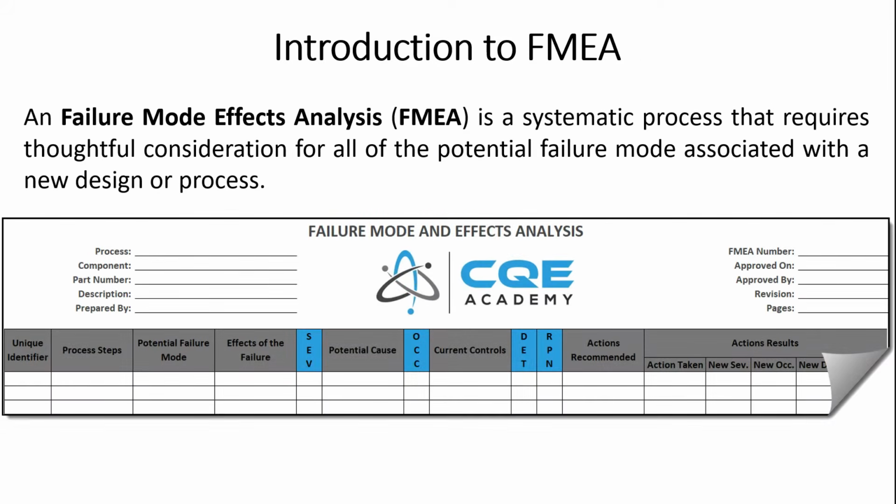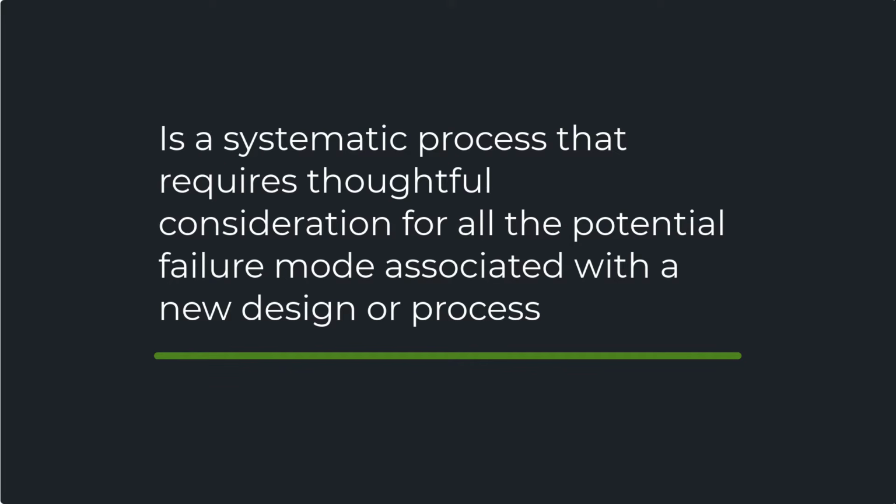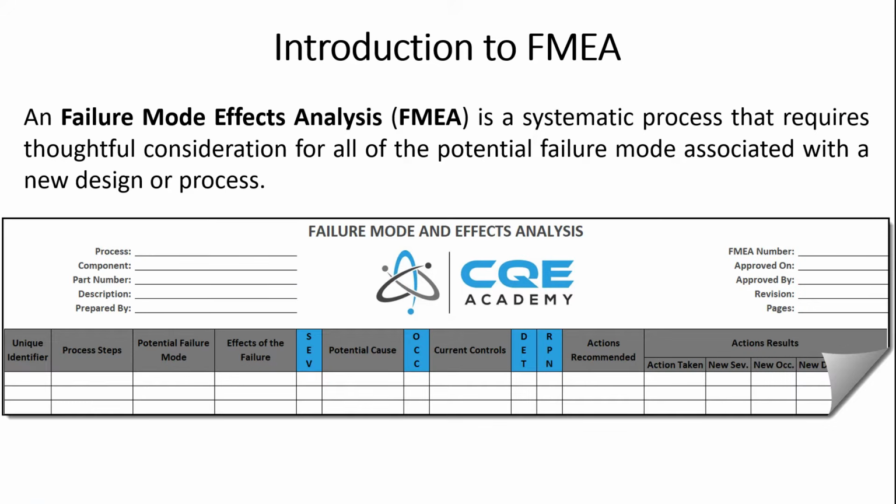So the FMEA, what is an FMEA? The FMEA, or Failure Mode Effects Analysis, is a systematic process that essentially walks you and a team through a very thoughtful consideration of all of the possible failure modes associated with a new design or a new process. I say new design because in a perfect world, you're doing a DFMEA or a PFMEA while you're developing the process. This is the time when you're supposed to be managing risks, identifying risks, mitigating risks, early on in the process when you're doing that design work and you're creating your product or your process.